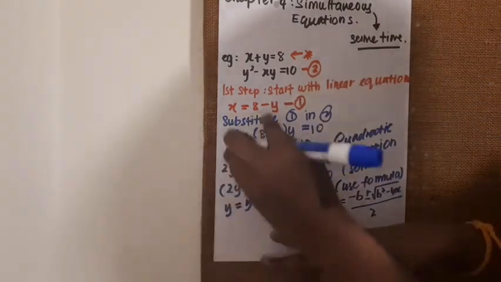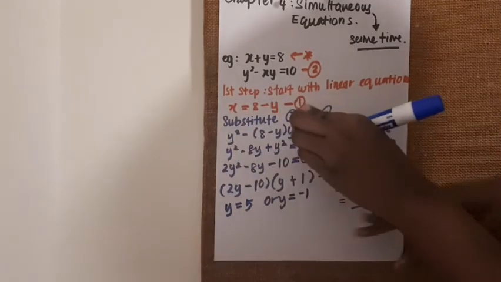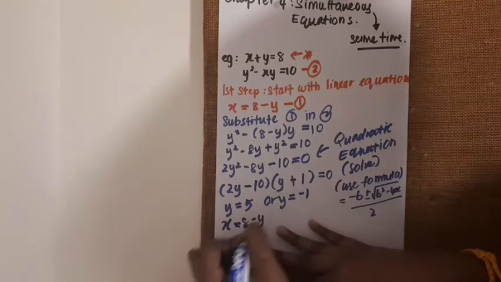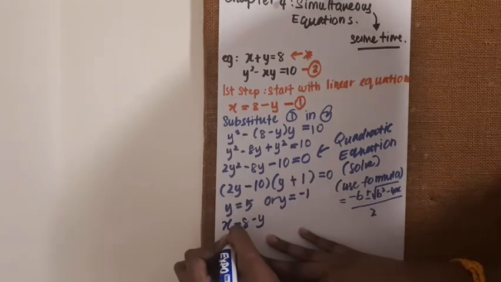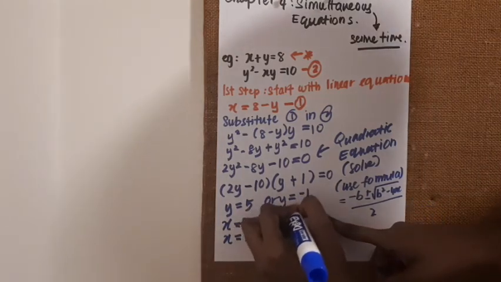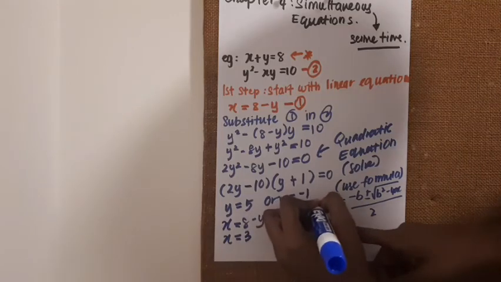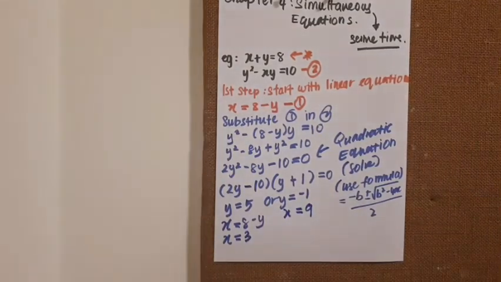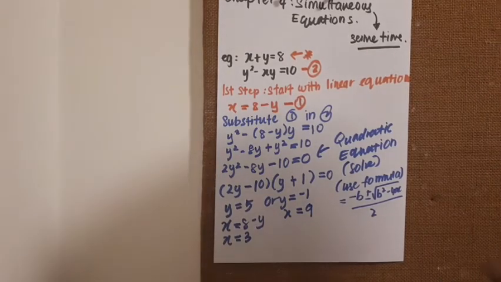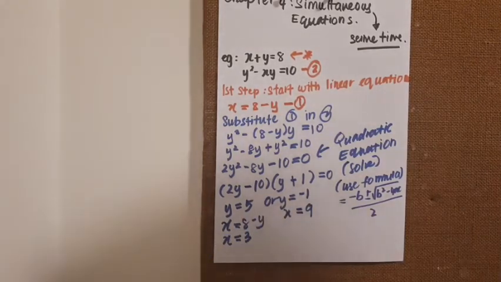Then you can substitute this y into equation 1 and find x. So we know that x equals 8 minus y. When y equals 5, x is simply 3. And when y equals negative 1, x is going to be 9. And that's all we have solved. Whenever you solve a simultaneous equation, you are going to get two values of each unknown, and it's always going to involve two equations.